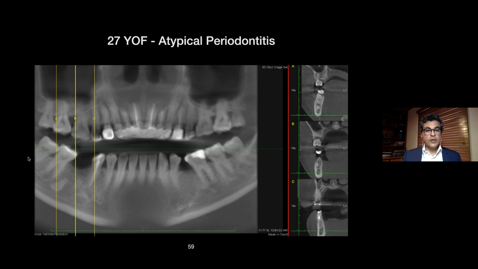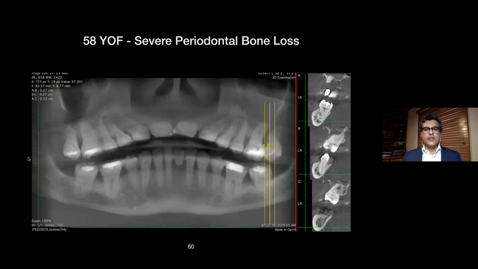Another example here is a 58-year-old female with severe periodontal bone loss. I'm going to focus here on the left posterior maxilla, where, if you look between the first and second maxillary molars, there is a very deep vertical periodontal bone defect. And also there is a generalized moderate to severe periodontal bone loss, especially in the maxilla.